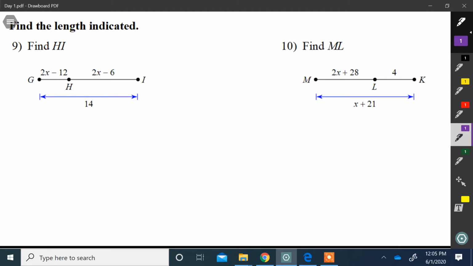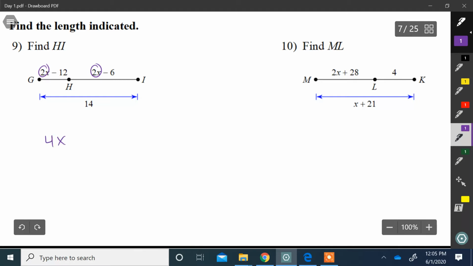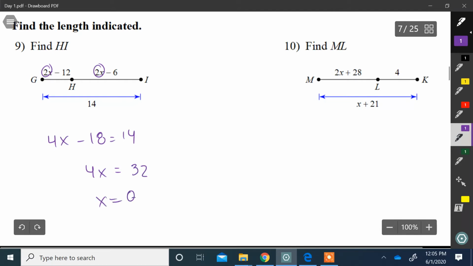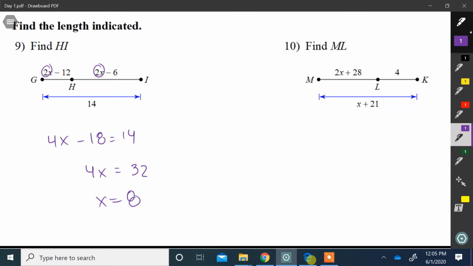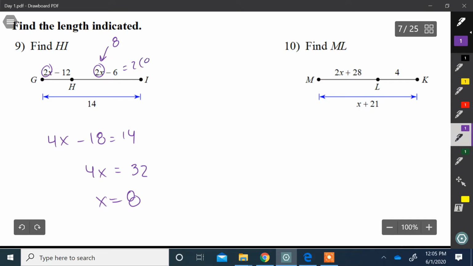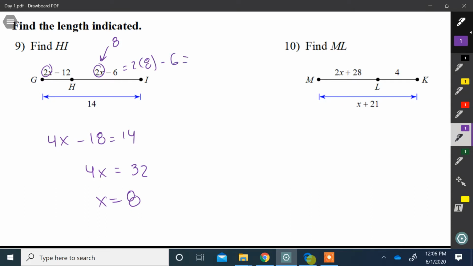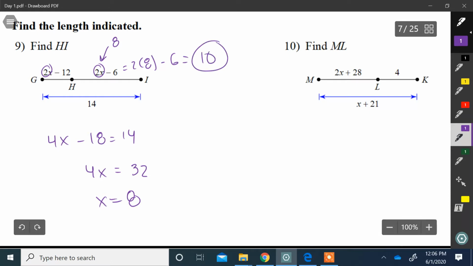It's very simple. We add those two together. I'm just going to add them in my head. We get 2x plus 2x is 4x. Negative 12 plus negative 6 is negative 18. It's equal to 14. We bring the negative 18 over to the other side. We get 32. That means that x is equal to 8. They're asking us to find HI. So I plug in an 8 there and I get 2 times 8 minus 6, which is 16 minus 6, which is 10.